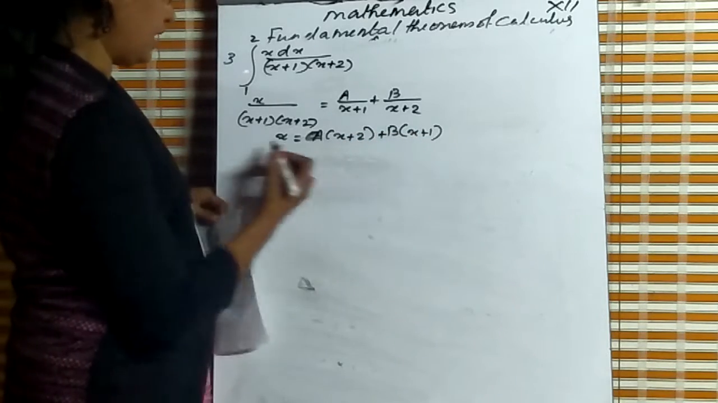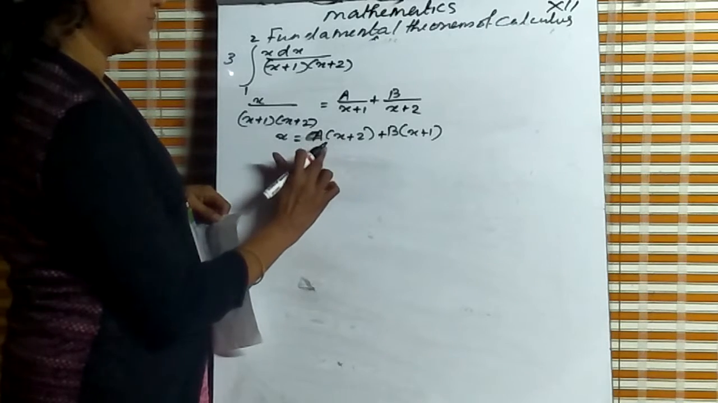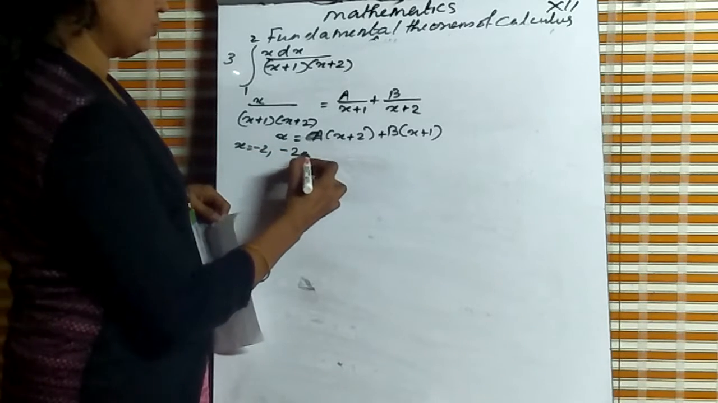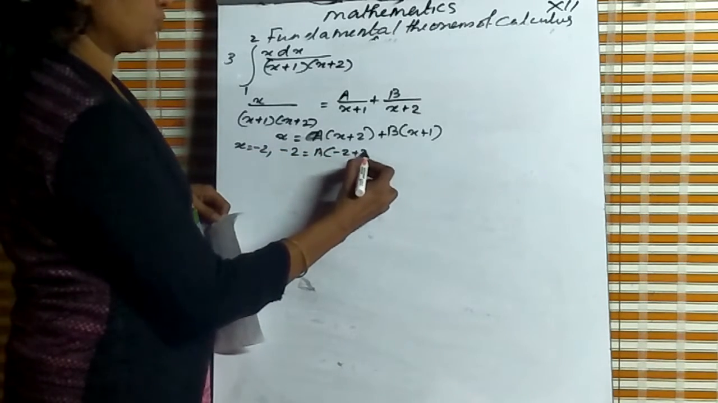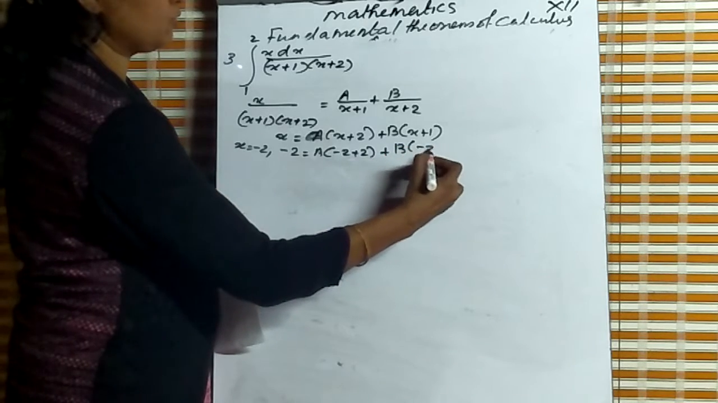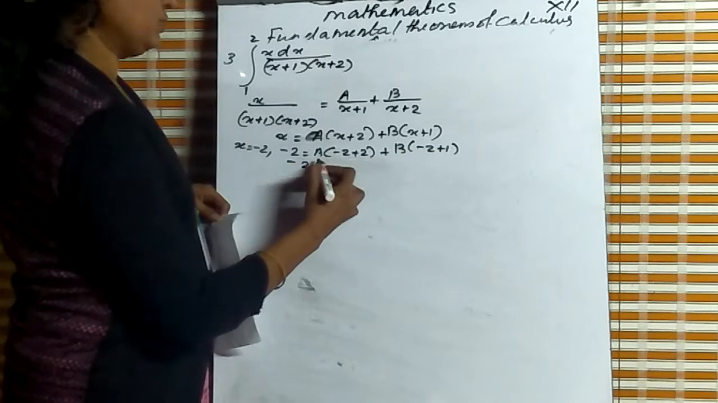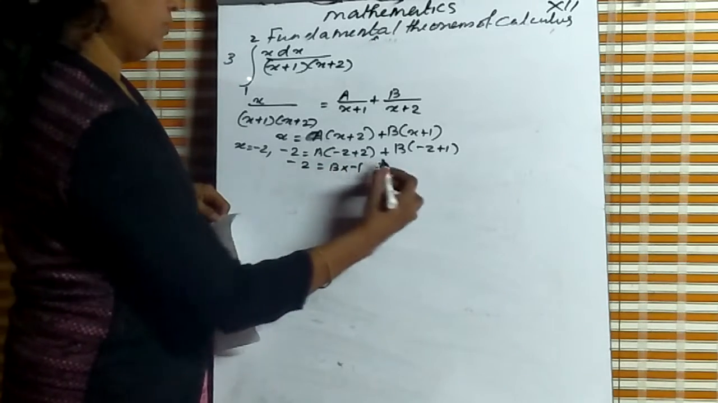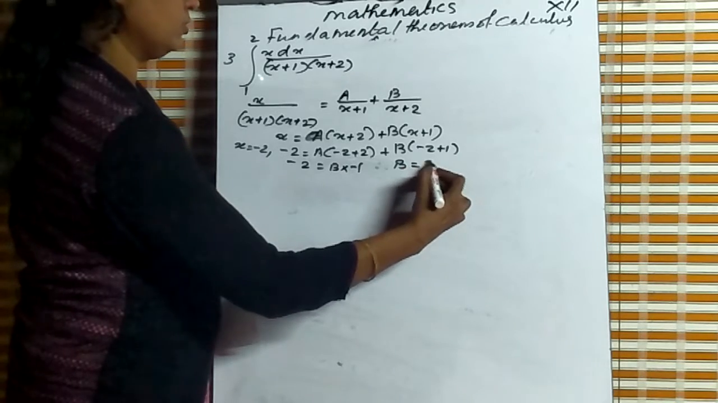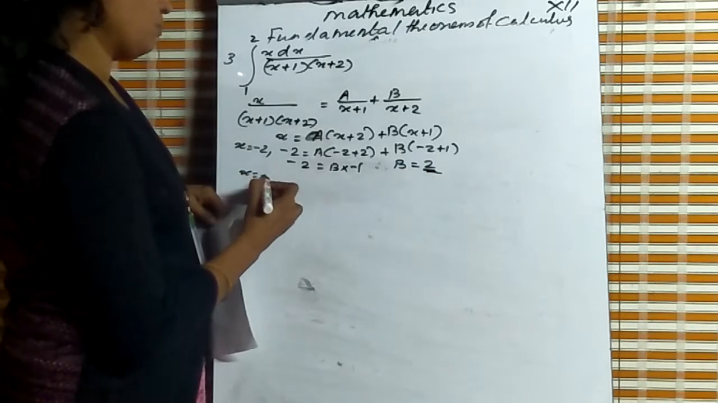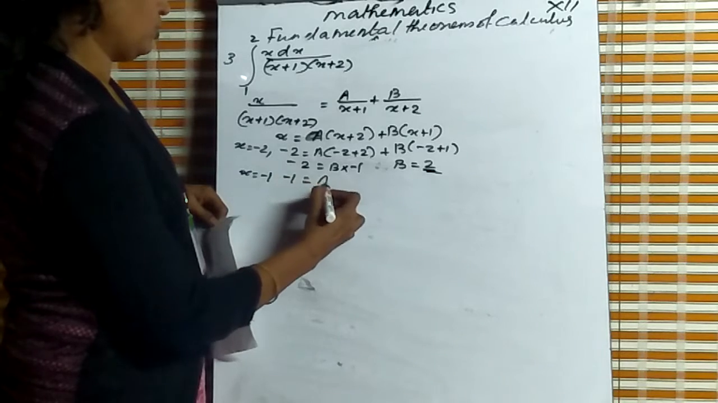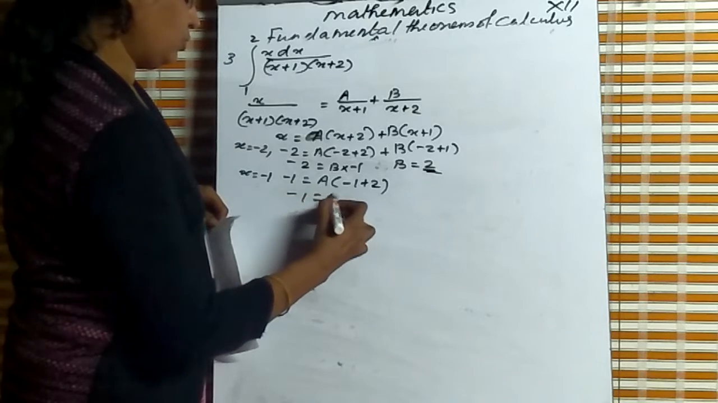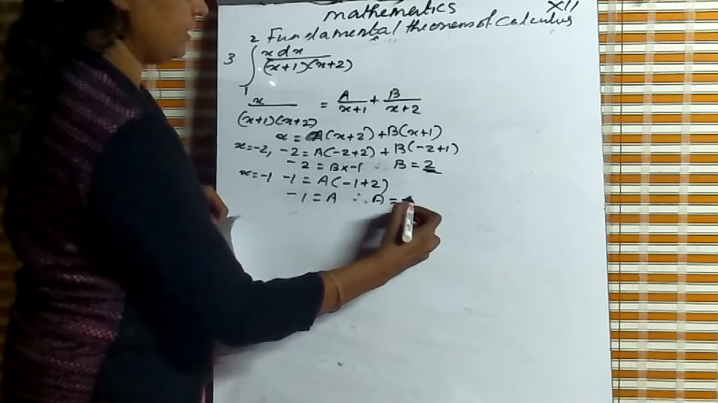To find the values of a and b, first we make one term zero. Here put x is equal to minus 2. Minus 2 is equal to a into minus 2 plus 2 plus b into minus 2 plus 1. So minus 2 is equal to b into minus 1. Therefore b is equal to 2. Then put x is equal to minus 1. Minus 1 is equal to a into minus 1 plus 2. Minus 1 is equal to a. Therefore a is equal to minus 1.